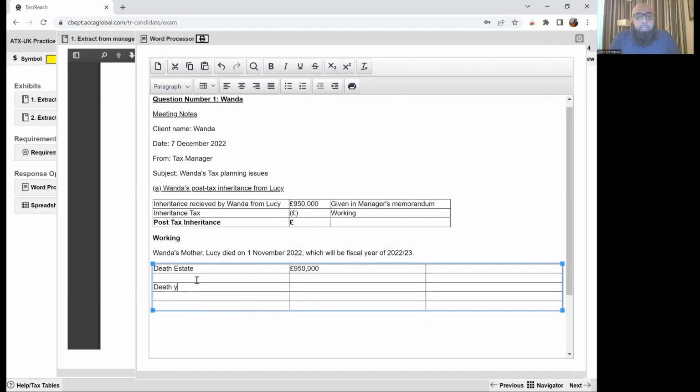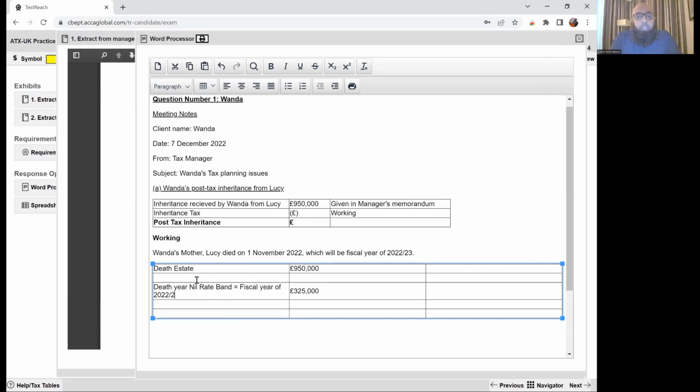We will pick the death year nil rate band. What is the death year nil rate band? Now, the death year nil rate band will be for the fiscal year of 2022/23.